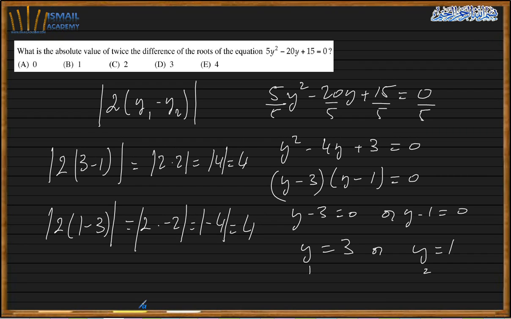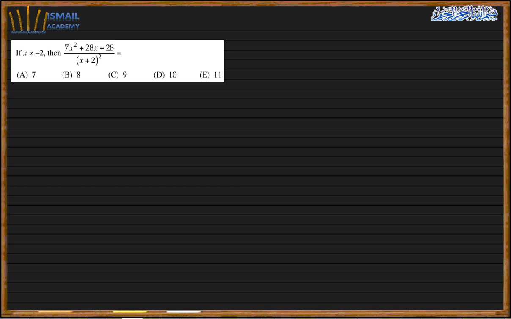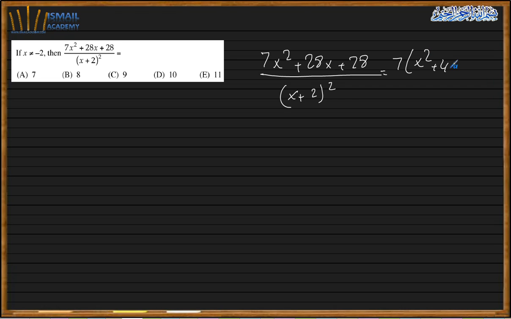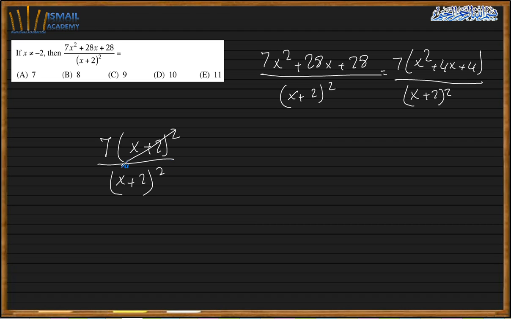Next, this is simplifying. So I got 7x plus 28 over x plus 2 squared. So here you can do it in two different ways. Either you factor the top, which is a perfect square, so 7 times x plus 2, you cancel. You end up with 7 over x plus 2.